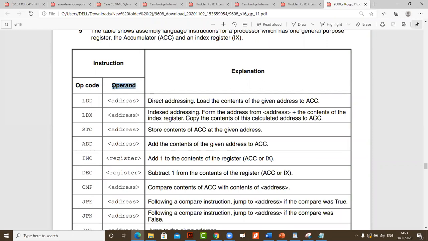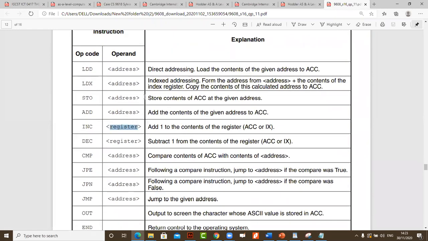Operand मतलब does it hold an address? Does it hold a register or whatever? ठीक है. ये इसकी explanation है. What does it do? So this always will be provided to you during the exam. So it doesn't mean that you have to cram it. कोई जरूरत नहीं है. Okay.